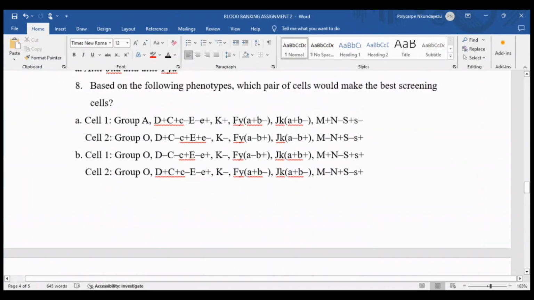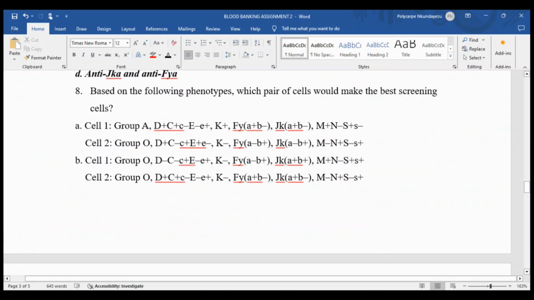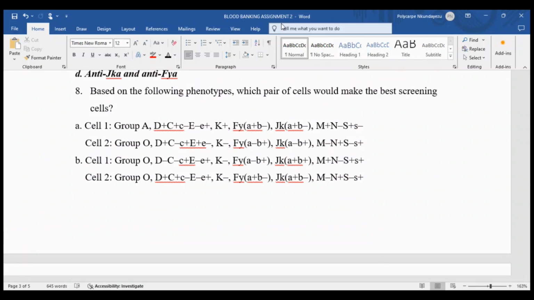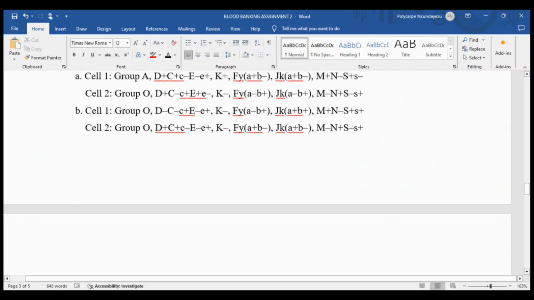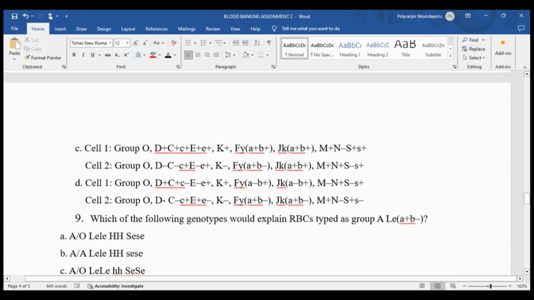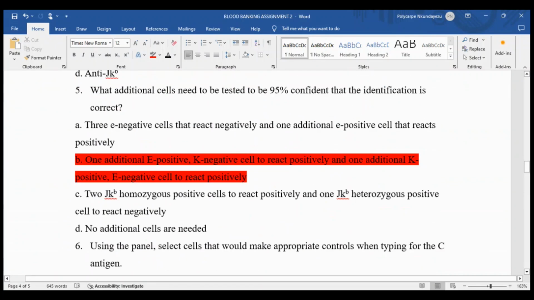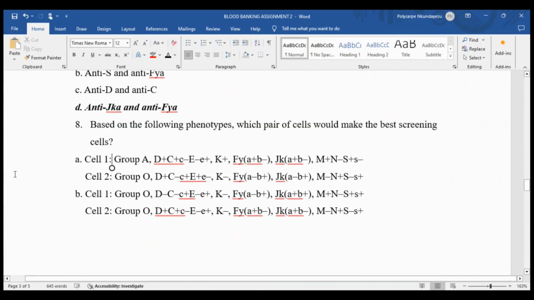So now, which pair of the cells would make the best screening cells? You know the rule of choosing screening cells. So which pair is going to be good for us to select as screening cells? We have pair number 1, pair number 2, cell 1 and cell 2, pair B, pair C and D. So which pair can we use? Let me scroll them down so that you can see them all together.